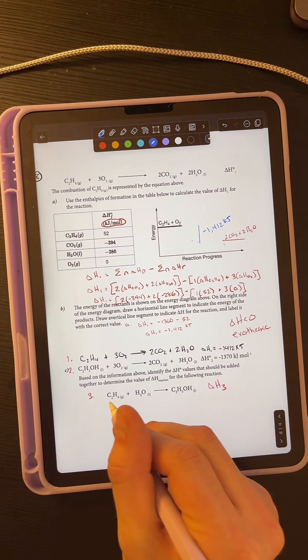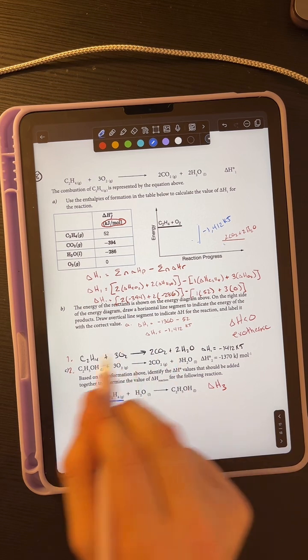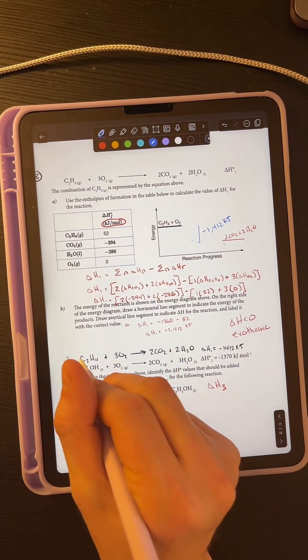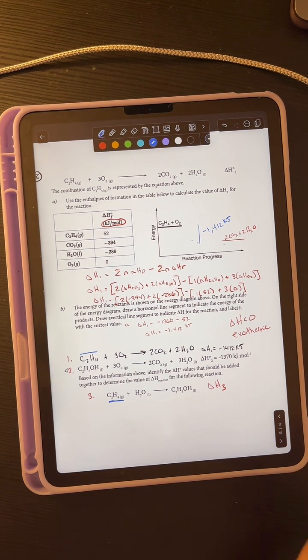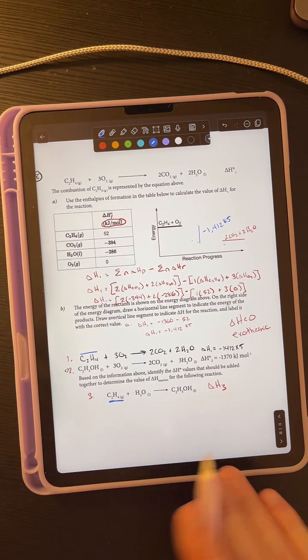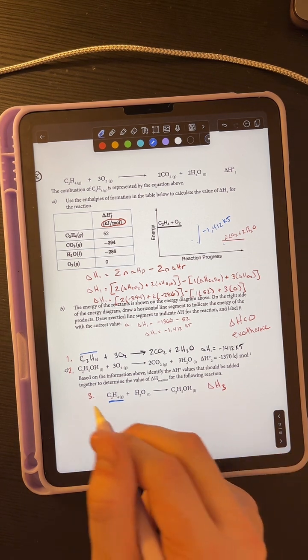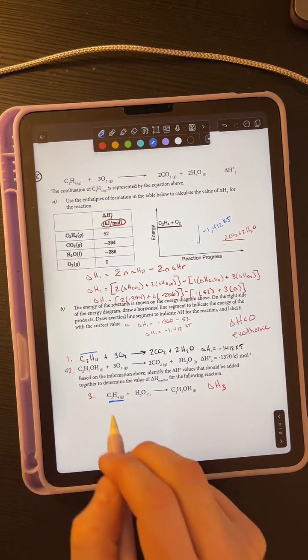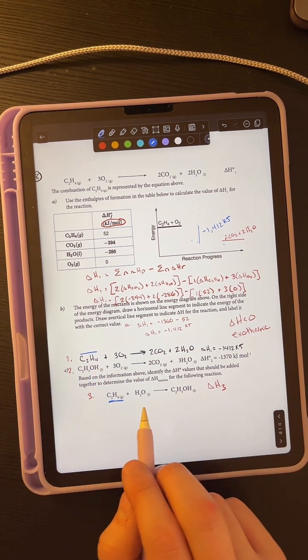In the overall reaction, we have C2H4 as a reactant, and the only place we see C2H4 in our 2 reactions above is in reaction 1, and it's the correct orientation, which is exactly what we want. So what I'm going to do is just keep it like that because we're not changing anything. I'll just keep that C2H4 there.